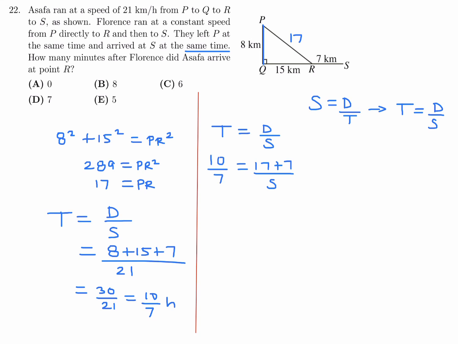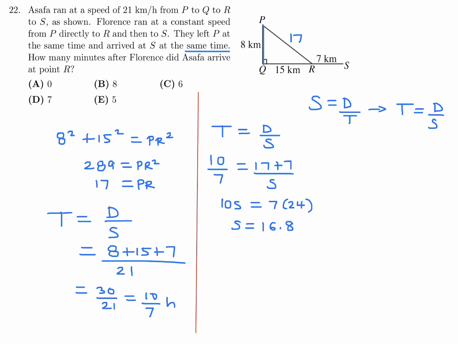And this allows us to give a calculation for her speed. Cross multiply, you get 10S is equal to 7 times 24, like that. And if you do the math here, you get S is equal to approximately 16.8.